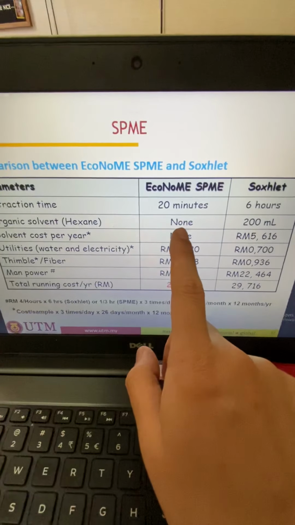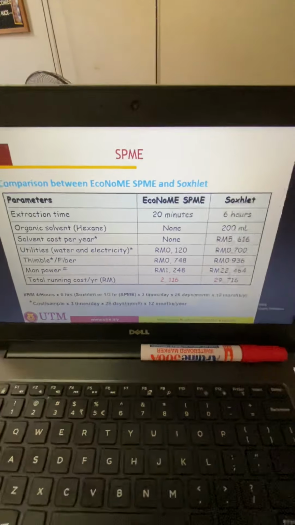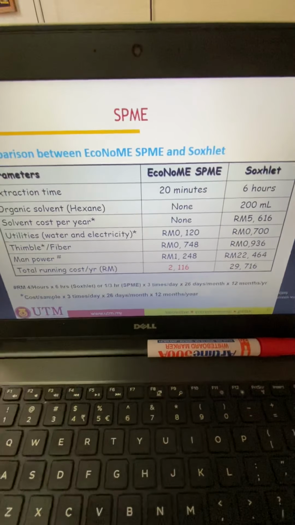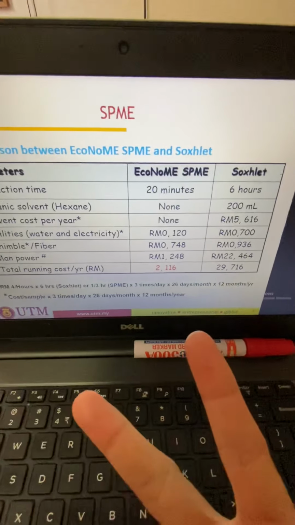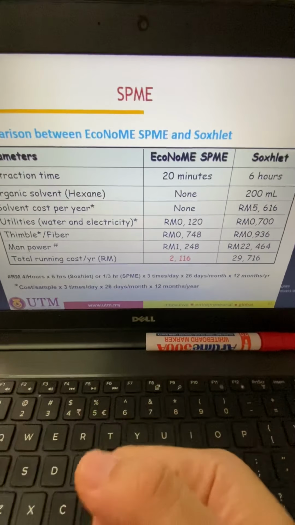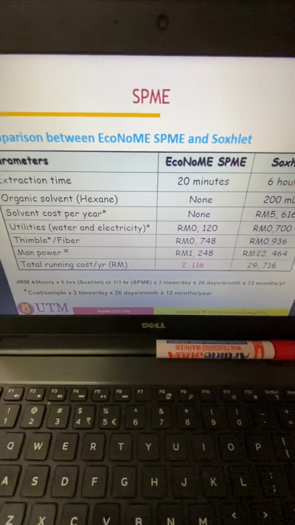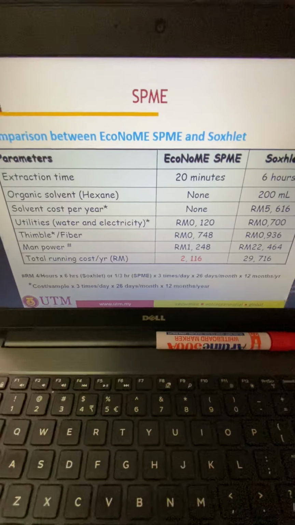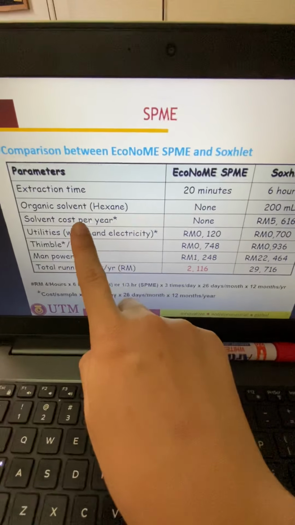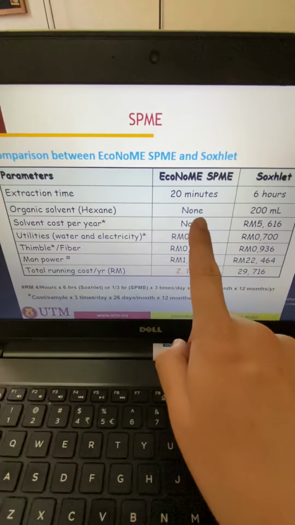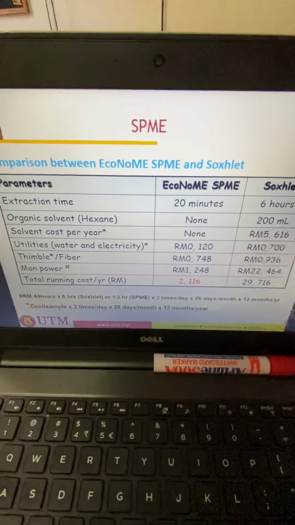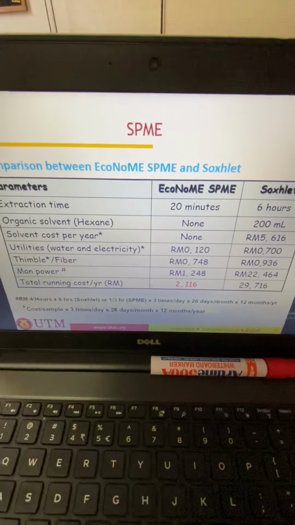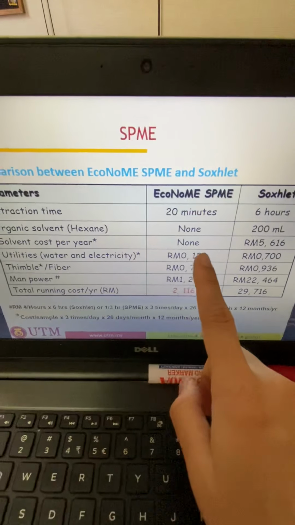Why do you think it's none? Remember when I showed you the diagram, there are only 2 steps. One is extraction, the next one is only desorption, right? And it's only using gas, so nothing whatsoever using organic solvent. That's the best part of it. No organic solvent, therefore this is totally green, towards green chemistry. Solvent cost per year, of course none.